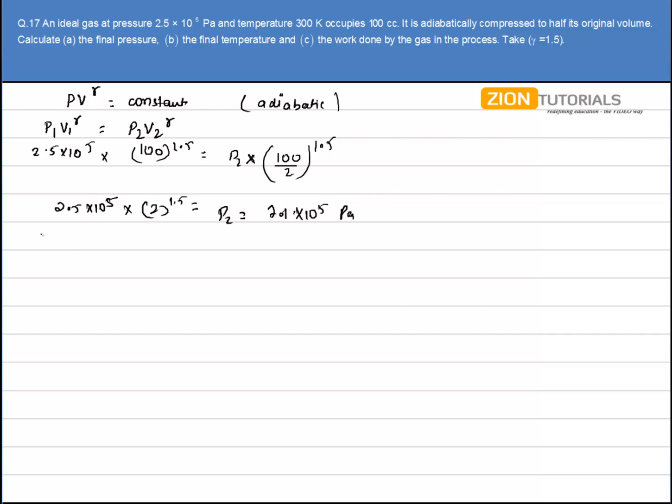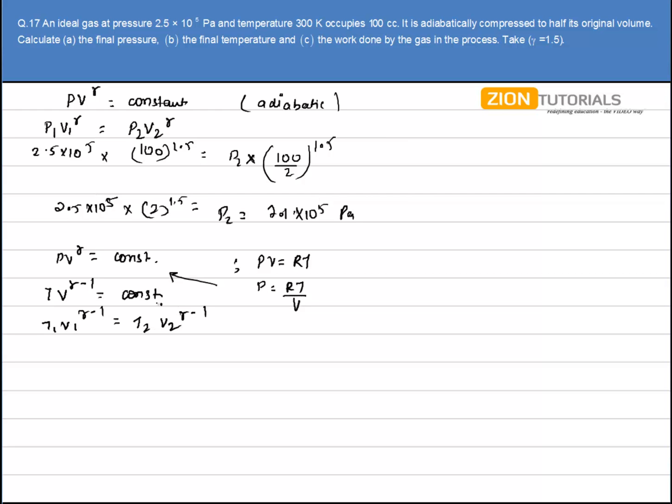In the second case, we have to calculate the final temperature. Now as I told you, PV to the power gamma is a constant value, and we know that it is an ideal gas, so PV is equal to RT. So just replace pressure by RT by V over here. So I get T × V^(gamma minus 1) as a constant value. So I can write T1 V1^(gamma minus 1) is equal to T2 V2^(gamma minus 1).